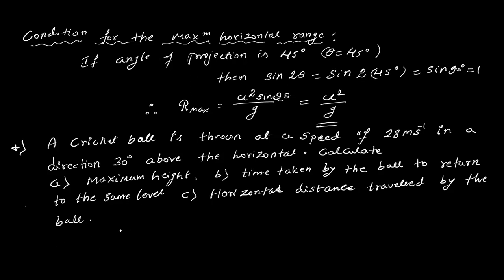First, write what the given things are here. The given are: initial velocity is given, right? So what is the initial velocity? 28 meter per second. And the angle of projection is given, that is 30 degree. First, we have to find the maximum height. Find that by using the formula.